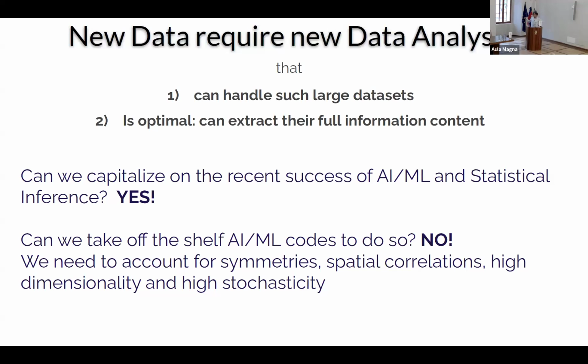So basically, these new data require new data analysis that can handle, first of all, very large data sets, and second, can extract the full information that is in the data. And so the question is, can we capitalize on the recent successes of AI and statistical inference? And the answer, I believe, is yes. But can we take off-the-shelf AI/ML code to do so? The answer is, for the most part, probably no, because the data dimensionality is very high, and because we have a very stochastic nature of the data, and we have symmetries in the data and things like that. So there are some modifications that are needed if you want to extract full information from these data sets that I'm talking about here.